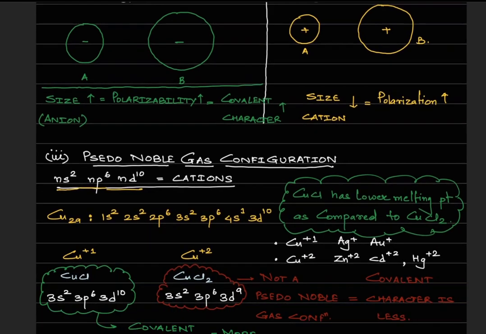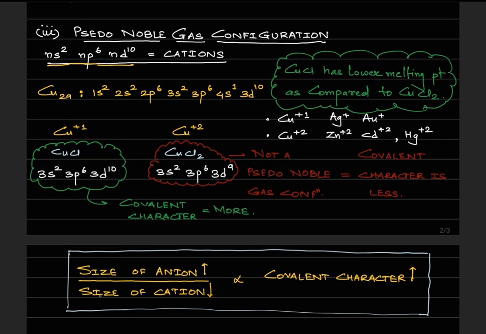Okay, so if I talk about the size, for size we have already written down over here. Size of anion is directly proportional to the covalent character, and size of cation is inversely proportional to the covalent character. And last one is the pseudo noble gas configuration. Pseudo noble gas configuration is ns2, np6, nd10 cations. Remember, this is only for cations, not for anions. Okay, and let's take an example of copper.